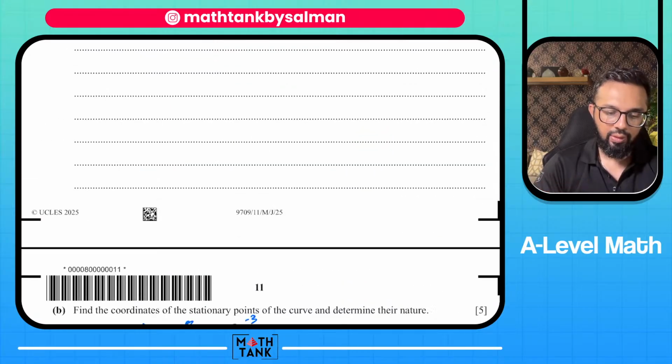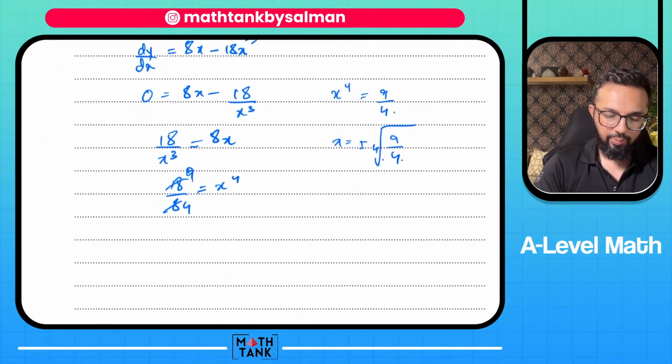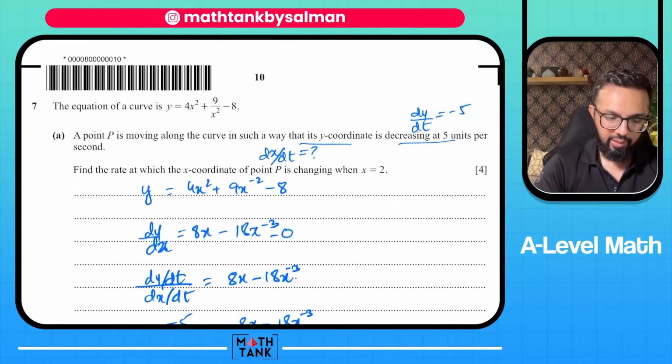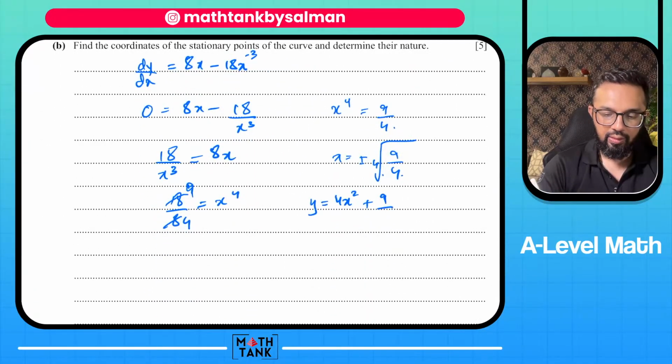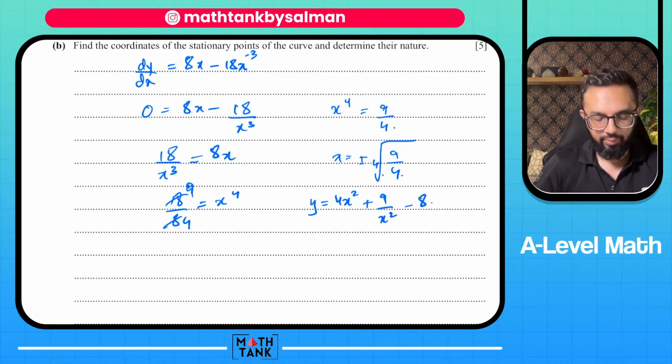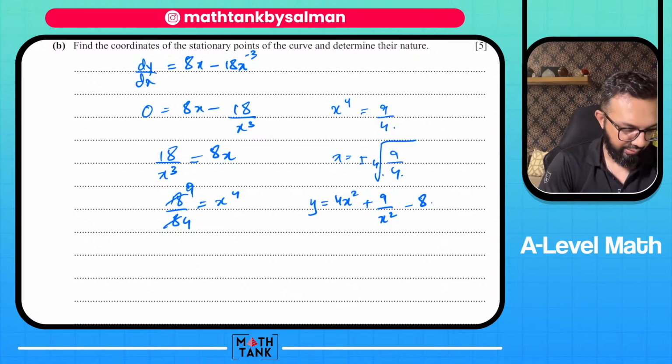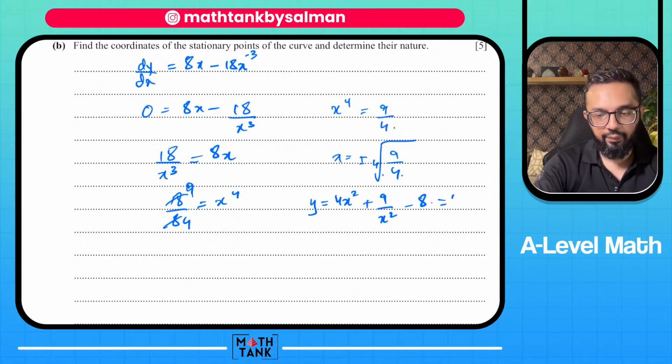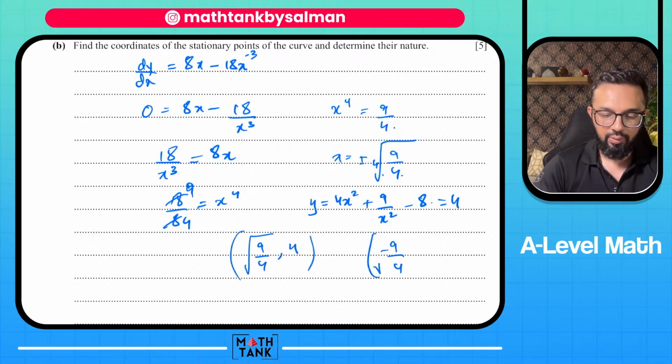Okay, find the coordinates of the stationary point, so I need the y coordinates as well. So y equals 4x squared plus 9 over x squared minus 8. I am going to use my answer on my calculator to find y, which is 4. So the two coordinates of the stationary points are 9 over 4 comma 4 and minus 9 over 4 comma 4.